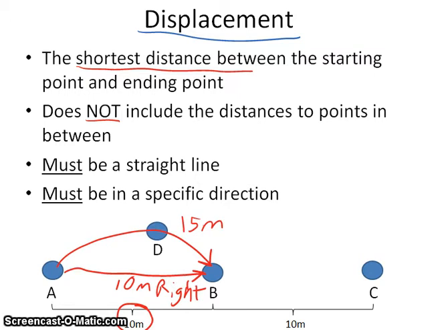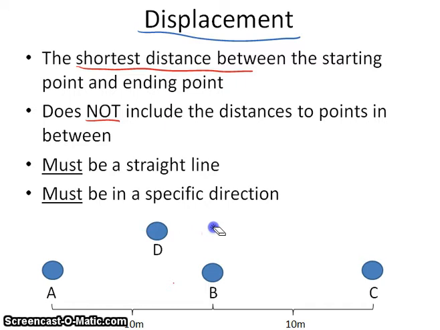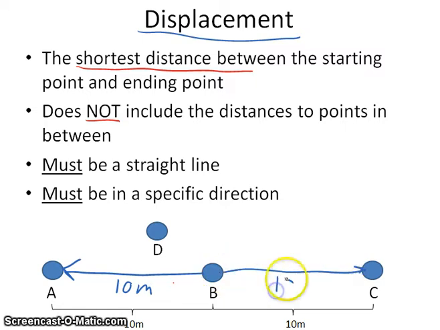If we use the example that we used before, where we go from point B back to point A, and we said that was a distance of 10 meters, and we go from point B to point C, as we did before, that would be a distance of 10 meters. But if we look at displacement, this would be a displacement of 10 meters left, and this would be a displacement of 10 meters right.